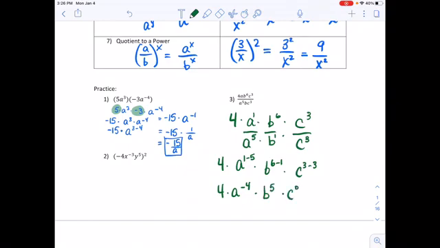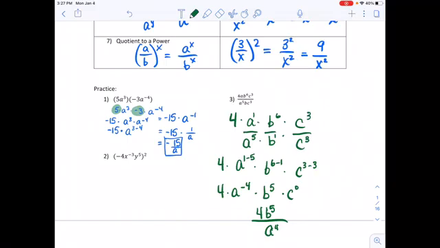And then I need to simplify. I know that the 4 and the b to the 5th don't change, but anything to the 0 power actually ends up equaling 1. And anything to a negative power needs to flip to the opposite side. So this a to the negative 4th actually needs to go to the denominator to become a to the 4th. And then that c to the 0 power equaling 1 does not change anything, so I'm just going to get rid of it. And I'm getting 4b to the 5th over a to the 4th.